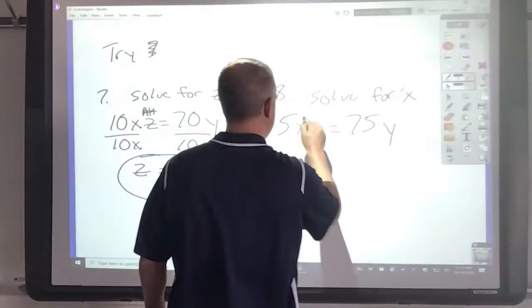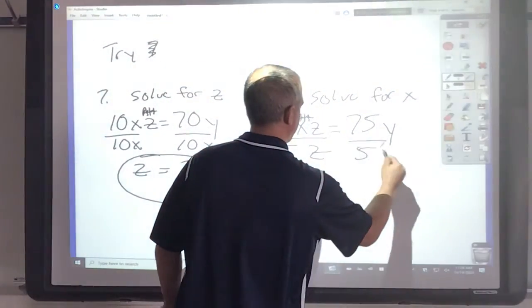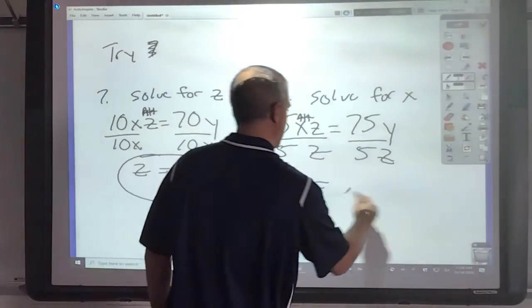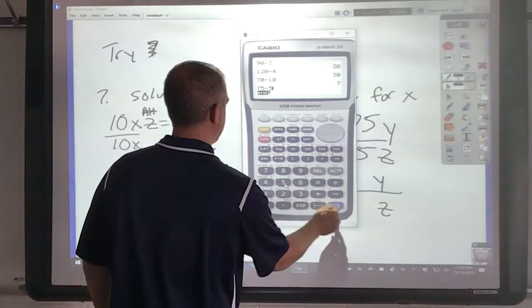All right, I'm going to solve for that. So this is the attached. So I'm going to divide by 5z. So x equals, the y and the z can stay there. 75 divided by 5 is 15.